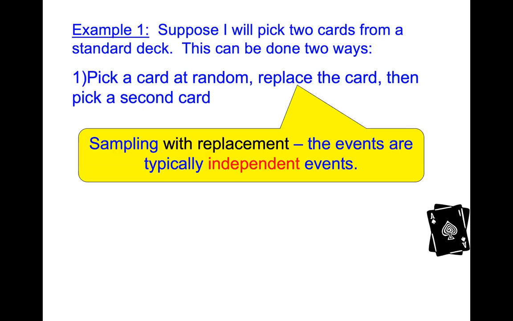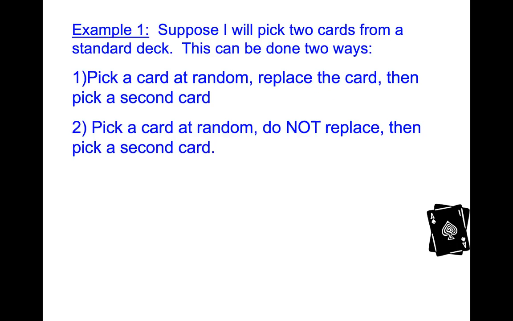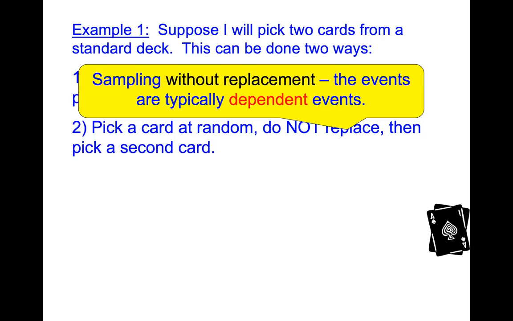Why that's important is because the first card you get won't affect what the second card you get is. It's almost like you're starting out with a brand new deck on the second draw since you replaced the first card. However, there's another way you can do it. You can pick a card, not replace it, and then pick a second card. That's sampling without replacement. And in this case, the events are dependent because the second draw is affected by that first draw.